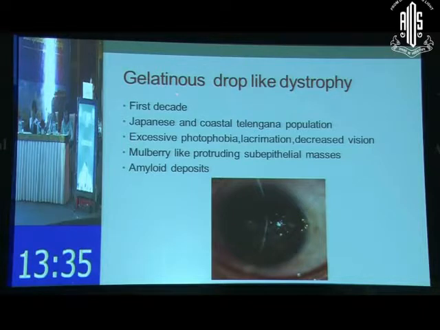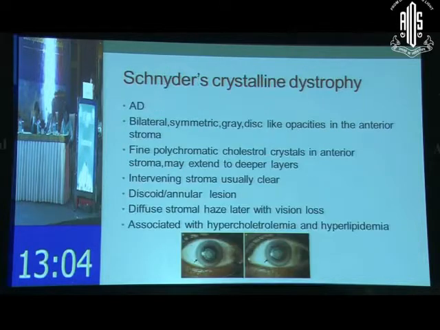Another important thing to see is a gelatinous kind of dystrophy, where we get the mulberry kind of small gelatinous deposits on the surface of the cornea. I've seen 2 patients till now when we get these. Very difficult to examine these patients because they're extremely photophobic. There's a lot of lacrimation. Certain journals have said in the Japanese population this is common, but in India, from the Telangana population, you do get to see, I'm sure Prashant can talk about it, these kind of gelatinous corneal dystrophy. These are the amyloid deposits.